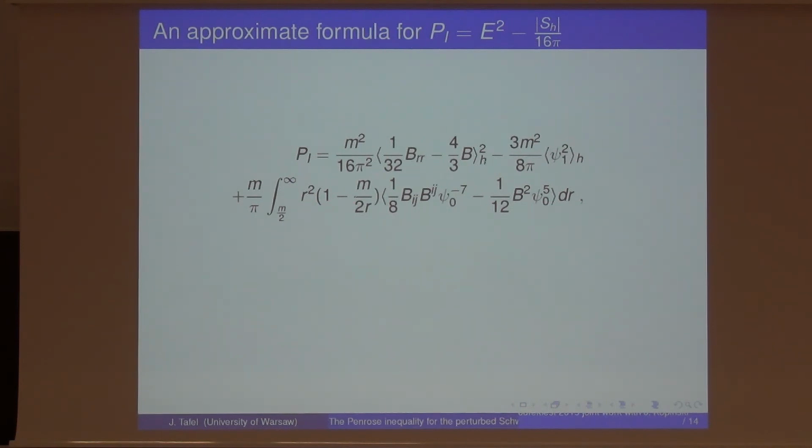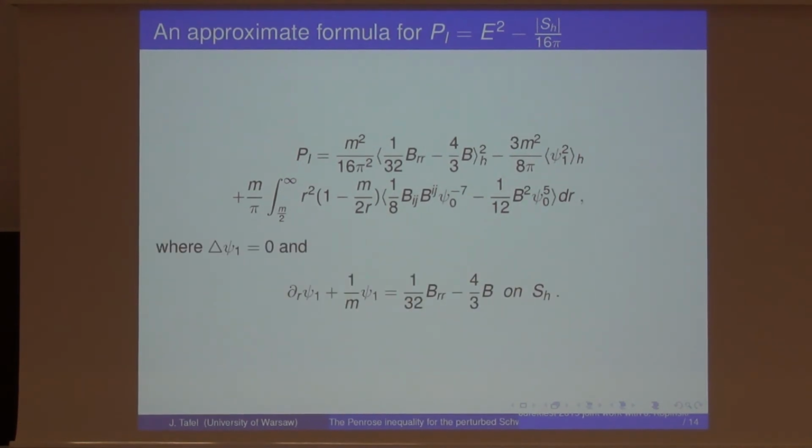Yeah? So what is psi 1? I just recall that psi 1 is a harmonic function, it satisfies some boundary condition, and this is simply the boundary value of this derivative. Yeah? So here we have this boundary value directly, but we also calculate psi 1 and we calculate this boundary value. So this can be done.